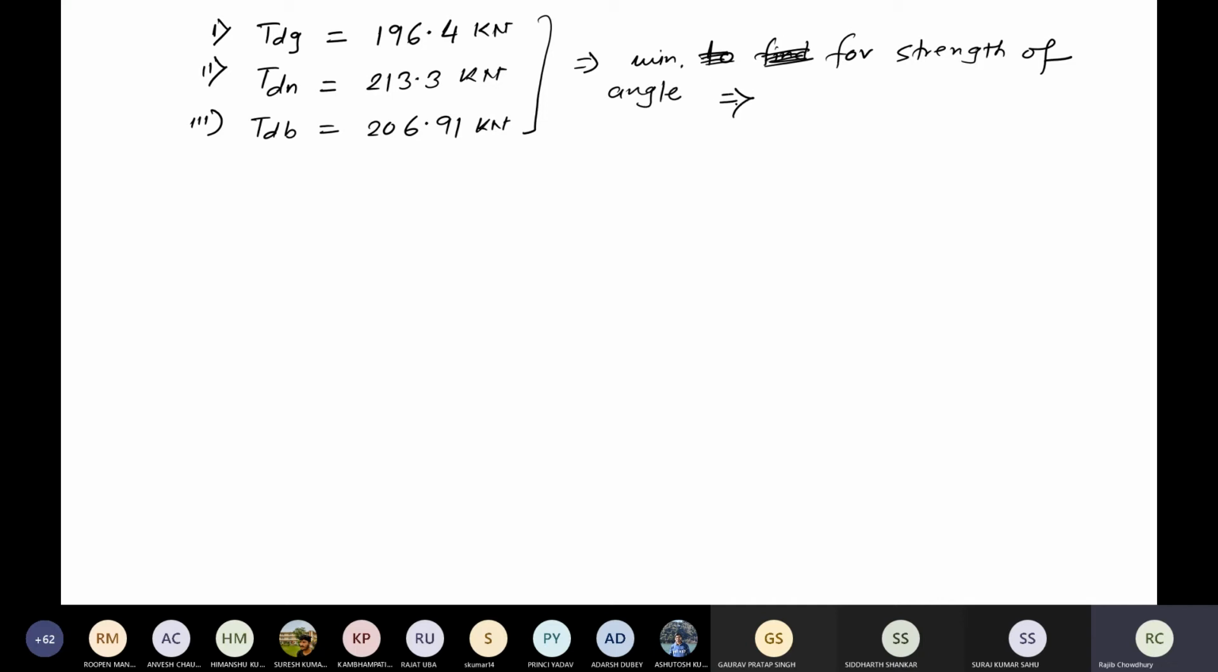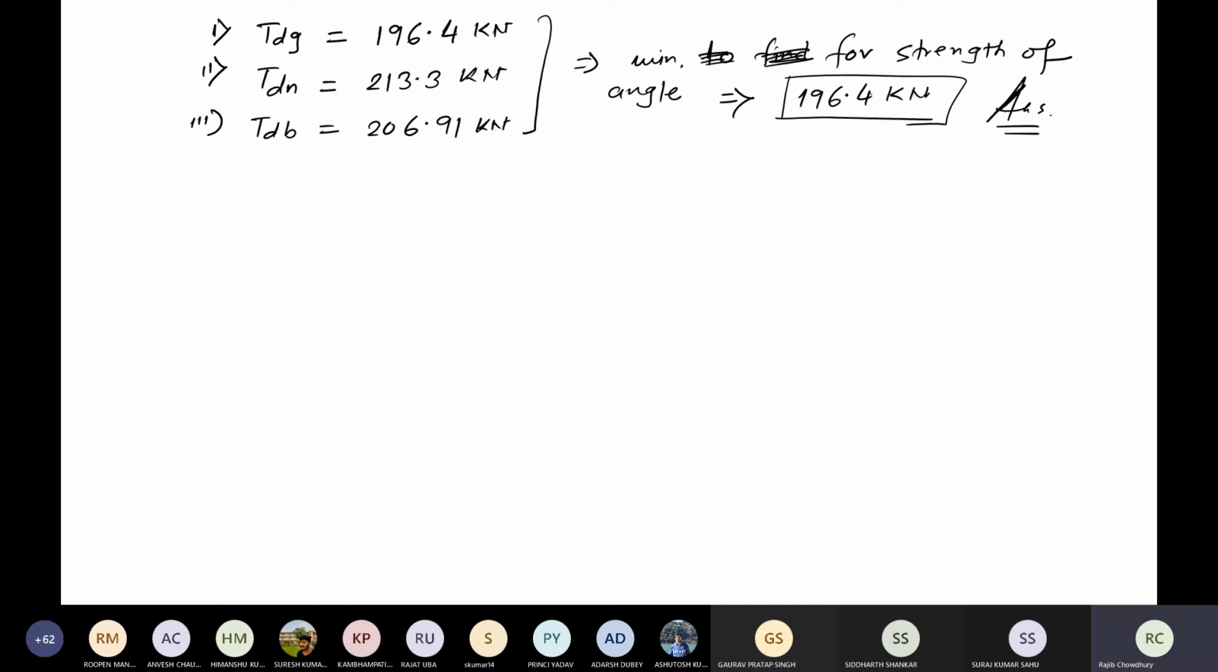So what would it be? The strength of the angle would now be 196.4 kilonewton. This would be the answer. Okay, this would be the answer. So this is the way we generally do our calculations for analyzing a connection which is subjected to tensile force.